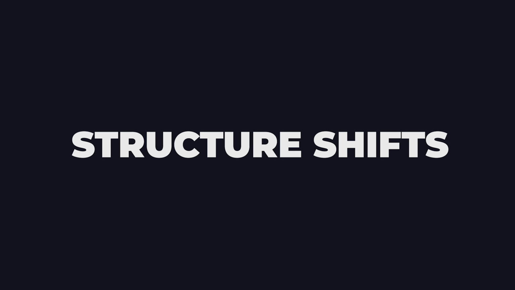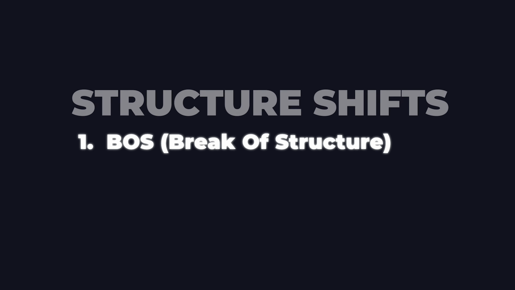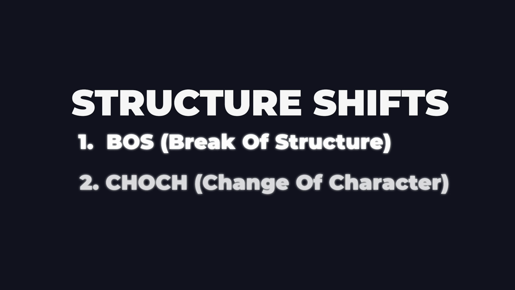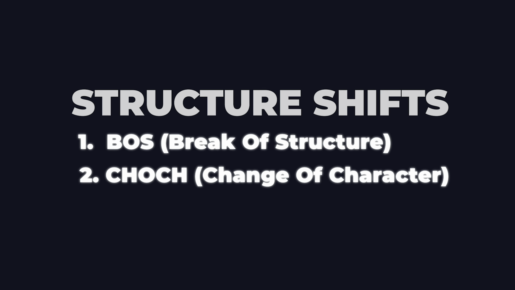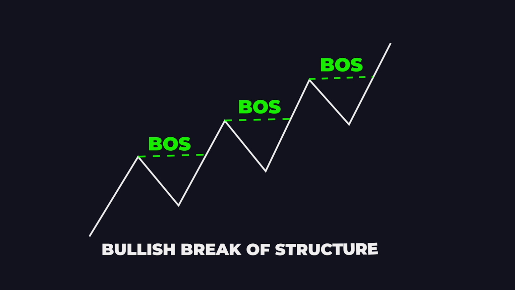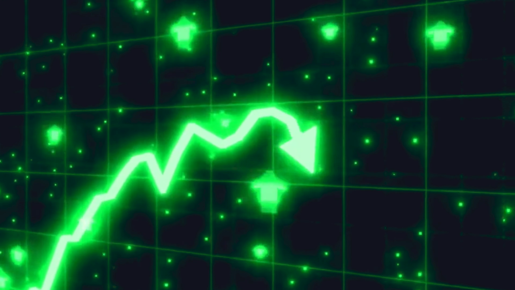Under market structures, we also have structure shifts, where terms like BOS and CHOCH come into play. A BOS, or break of structure, confirms continuation of the prevailing trend. Price will push beyond a previous high or low in the direction of the trend as seen in the examples. A green BOS will indicate continuation of a bullish trend, while a red BOS will indicate a bearish one.